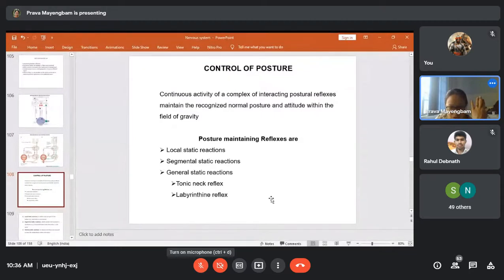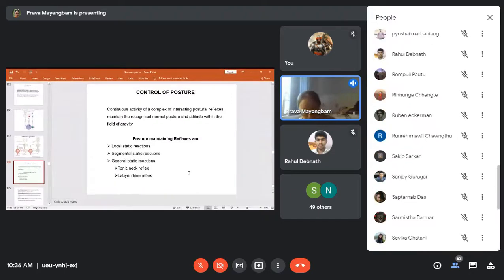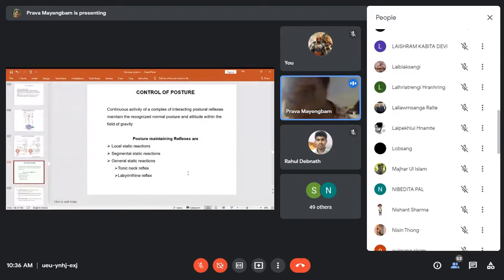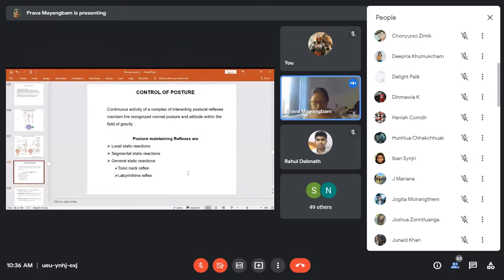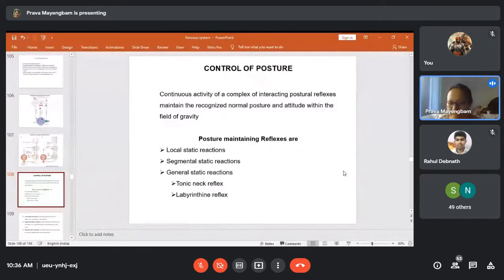Shall I go to the next topic? Is micturition okay? You have to know it very clearly. Micturition is very important, from the excretion point and also from the nervous system point. So the next topic is control of posture.